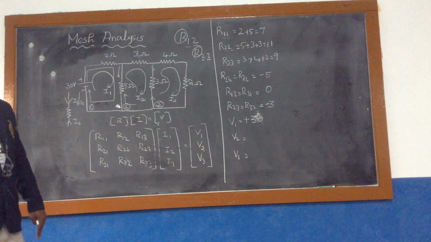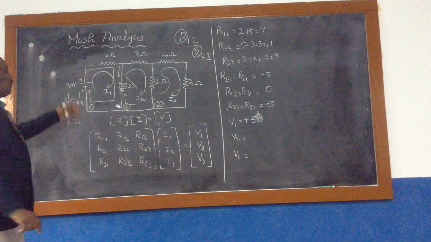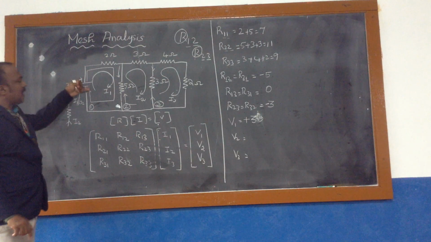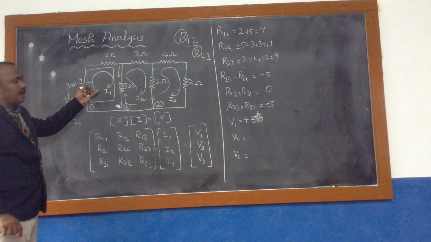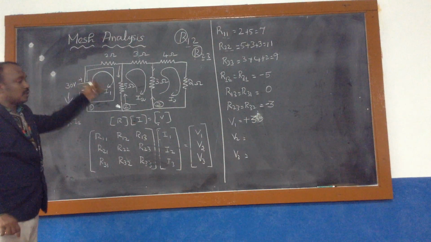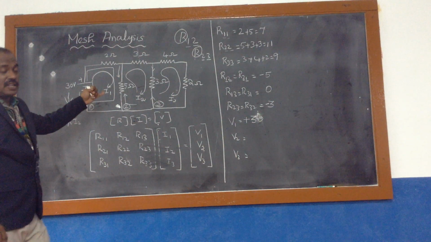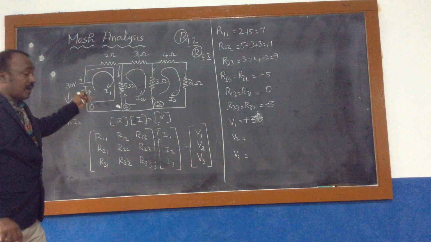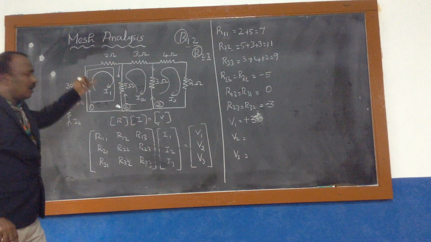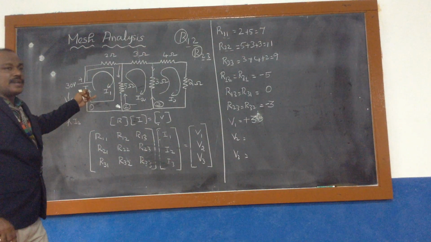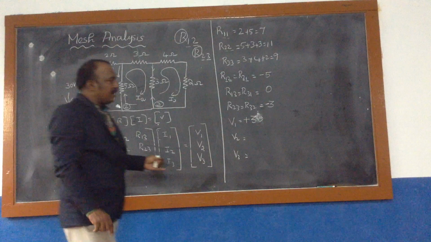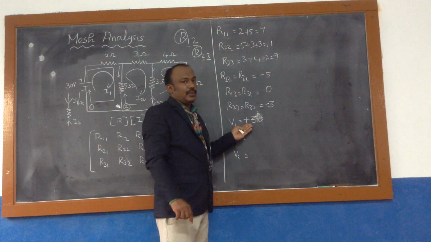Suppose you have the voltage with positive on this side and negative here. Then the actual current direction will be opposite to the assumed direction of I1. So both will be in the opposite direction, and then it will be negative.